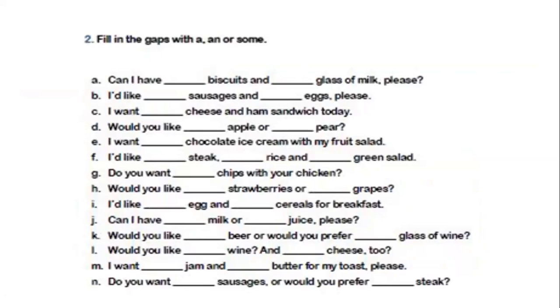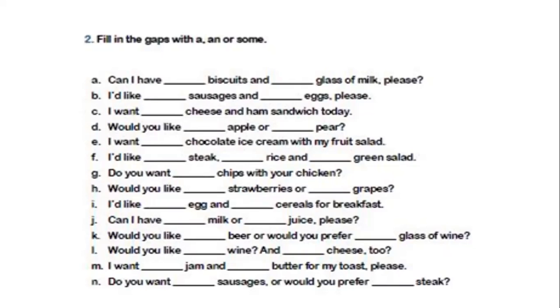It says, fill in the gaps with an or some. Can I have biscuits and glass of milk, please? ¿Con qué lo vamos a completar? Con an or some, with the modifiers. Eso se llaman modifiers. I'd like sausages and eggs, please. I want cheese and ham sandwich today. Would you like apple or pear? I want chocolate ice cream with my fruit salad. I'd like steak, rice, and green salad.